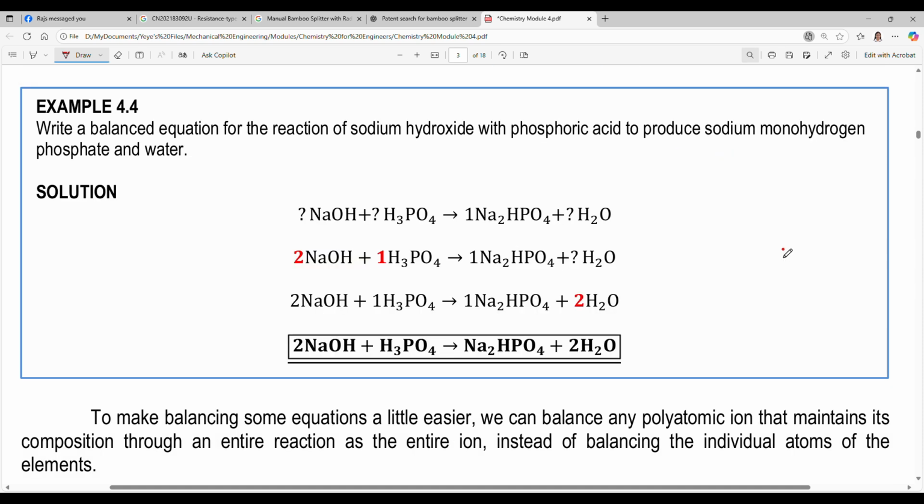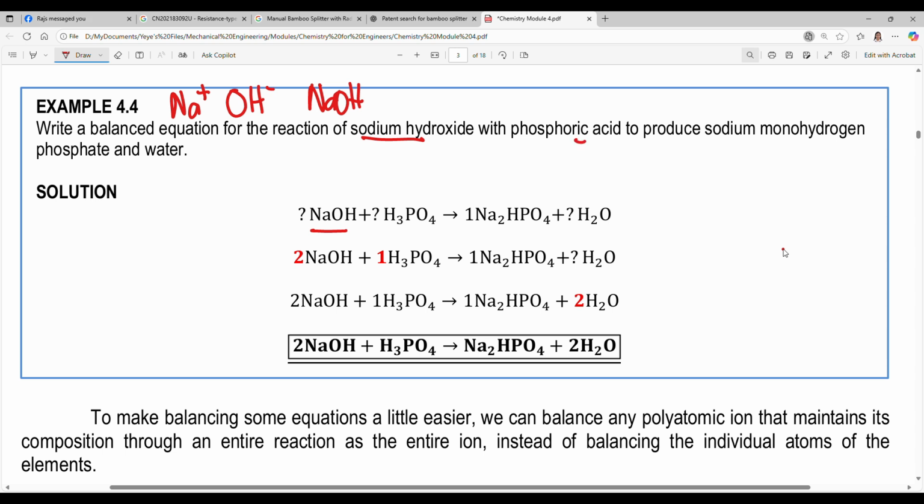Okay, let's continue with this example. Write a balanced equation for the reaction of sodium hydroxide with phosphoric acid to produce sodium monohydrogen phosphate and water. Again, it is very important that we know how to write the correct chemical formula that represents the substances mentioned in the problem. For sodium hydroxide, sodium Na, hydroxide OH negative, so that is NaOH. How about phosphoric acid?